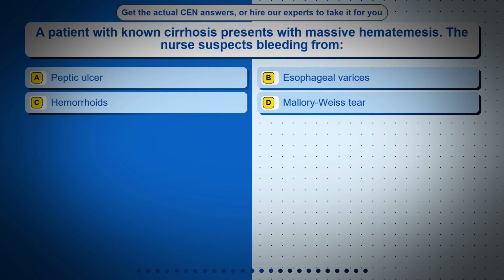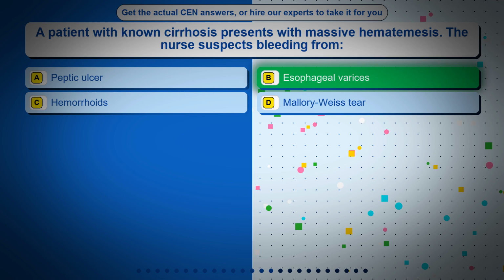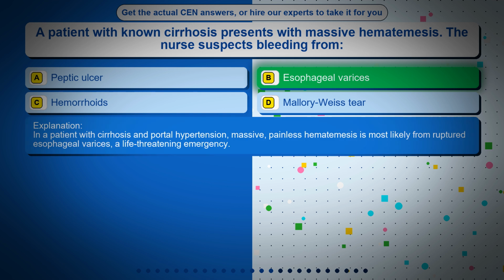Question 15. A patient with known cirrhosis presents with massive hematemesis. The nurse suspects bleeding from option A, peptic ulcer, option B, esophageal varices, option C, hemorrhoids, option D, Mallory-Weiss tear. The correct answer is option B, esophageal varices. In a patient with cirrhosis and portal hypertension, massive, painless hematemesis is most likely from ruptured esophageal varices, a life-threatening emergency.